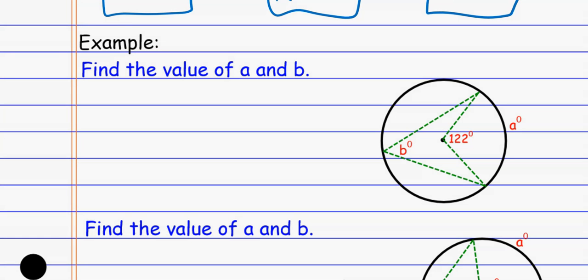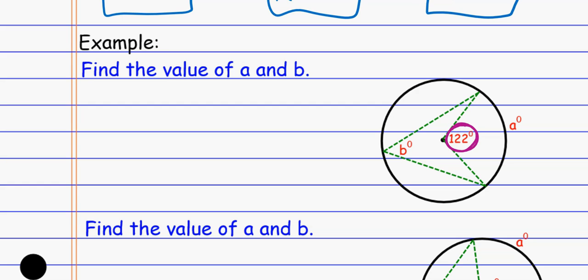If we look at this one, it says find the value of A and the value of B. So I want to find A and B. And so once again, we have to look at this and determine what kind of angles we're talking about and then how that affects the arc that we're looking at. All right. For this one, the measurement that's given here is this 122 degrees.